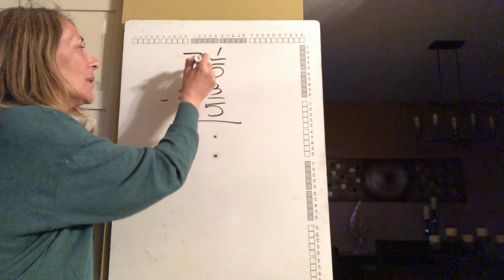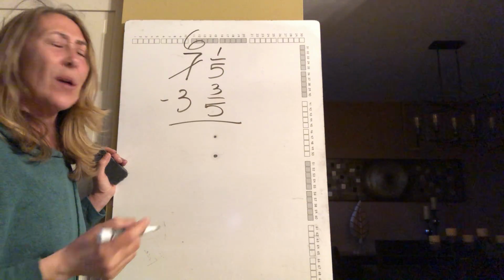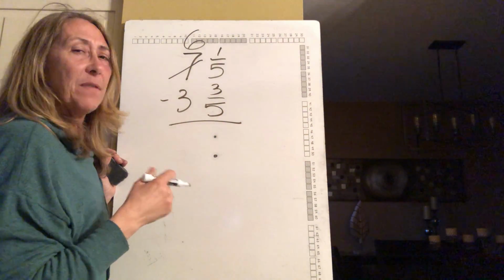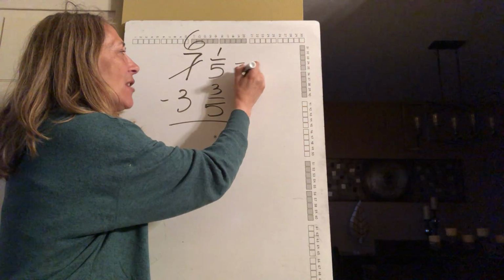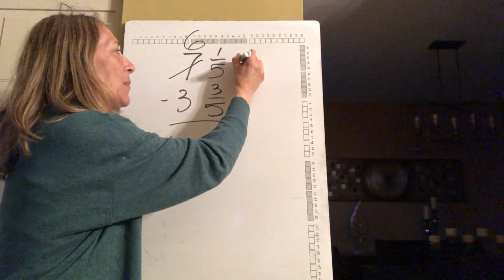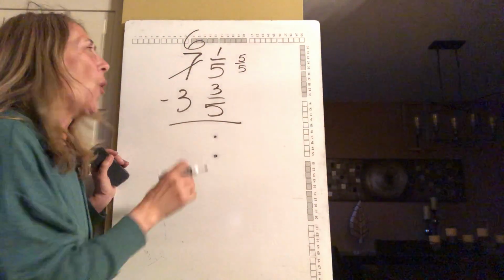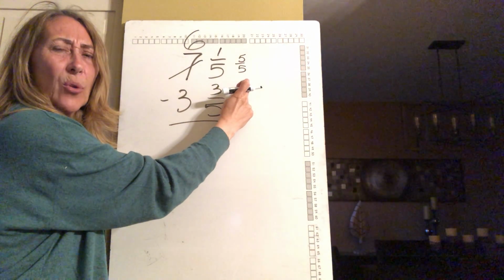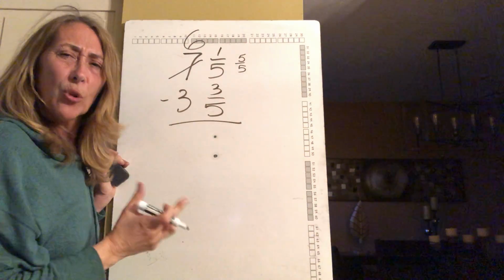I go over to the wholes. I have 7. 1 less than 7 is 6. So I'm going to add 1 to this number. 1/5 plus 1 whole. And what do I know? If my bottom denominator is 5, my top numerator has to be 5. 5/5 is the same thing as 1 whole. So I'm taking that 1 whole from over here and I'm turning it into a fractional whole, so I can get some more pieces in my numerator.